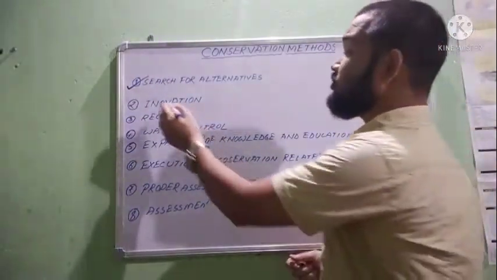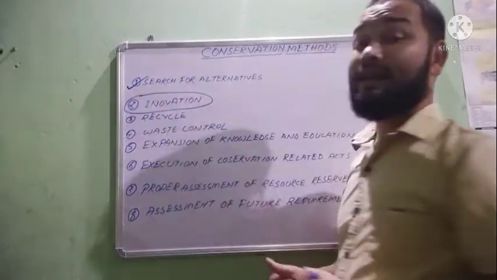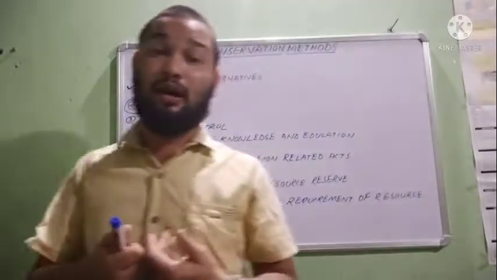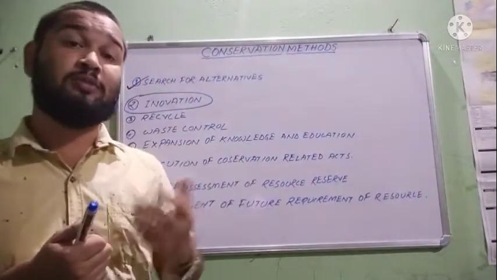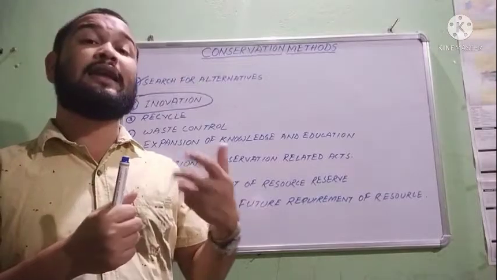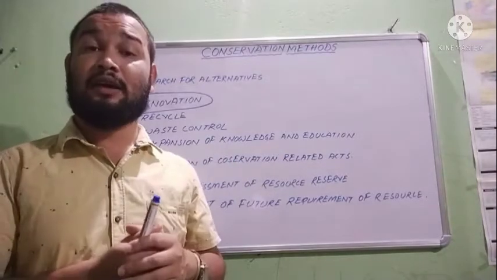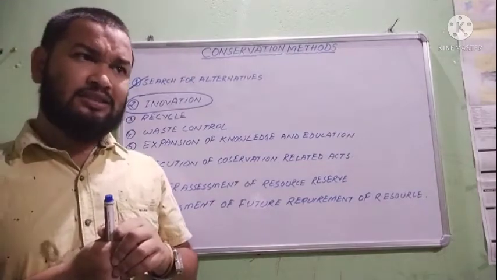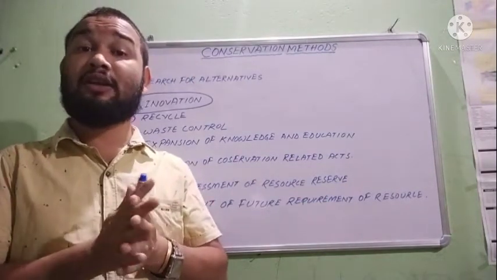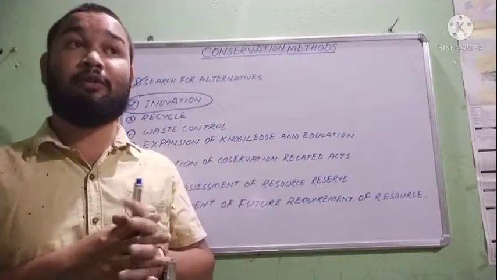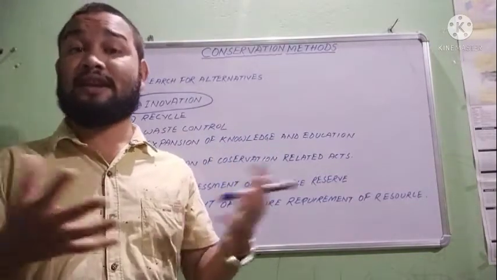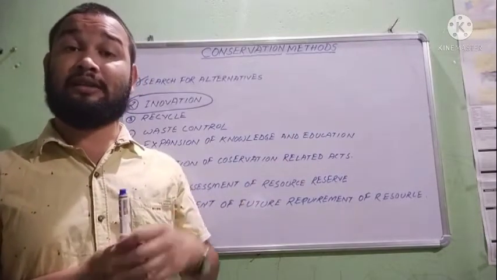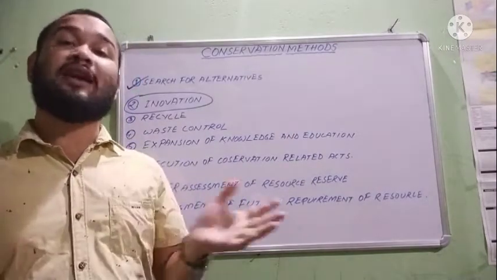The second one is innovation. With the help of knowledge, with the expansion of education, knowledge and technology, we should innovate. We should create new substances from existing resources. One simple example I can give: China, one of the most technically developed countries of the world, has developed an artificial sun. It is an innovation. With the expansion of their knowledge and technology, they have developed an artificial sun.